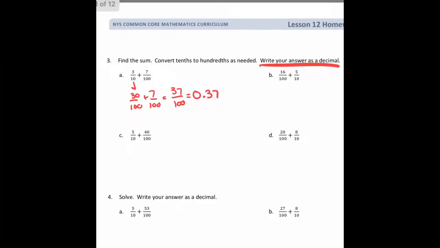Okay, on part B, we have 16 hundredths plus 5 tenths. Well, 5 tenths is going to be the same as 50 hundredths. So 50 plus 16 will give you 66 hundredths. And as a decimal, that would be 0.66.